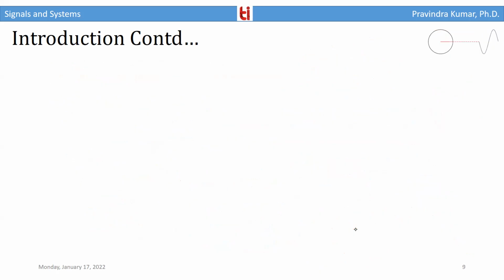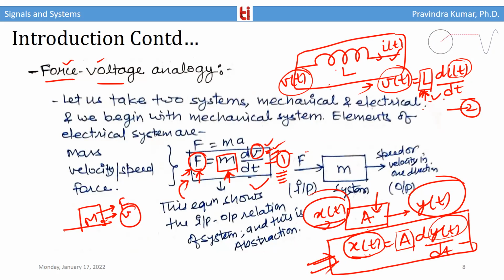So this system, I am not interested in whether it is mechanical or electrical. So I'm going to forget about the context. Remove the context whether it is mechanical or electrical, and we are moving towards the abstraction, meaning the input output relation. So this is signals and systems. We are not going to bother about whether we are talking about an electrical system or a mechanical system.